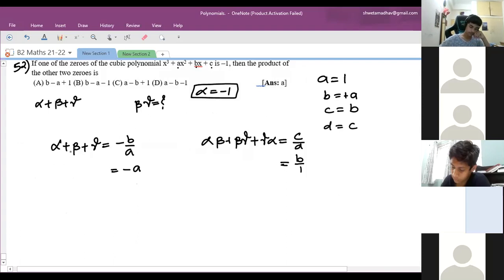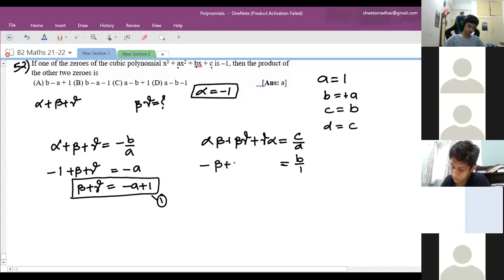Now alpha value is -1. So this is -1 plus beta plus gamma is equal to minus A. So what is the value of beta plus gamma? Minus A plus 1. Consider this as the first equation. Now here value of alpha is -1, so what is the simplification? Minus beta plus beta gamma minus gamma is equal to B by A, that is B, right? Is this clear?